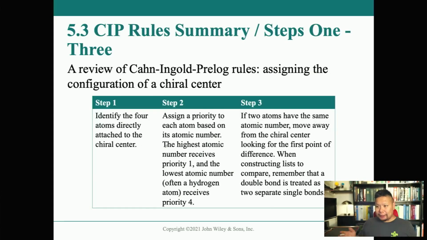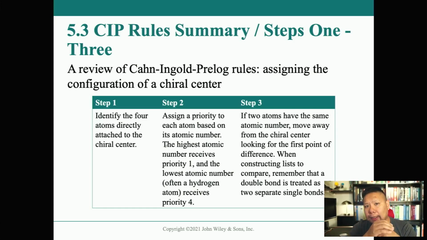So here's just a summary of the steps for assigning priorities and assigning RS configuration using the Cahn-Ingold-Prelog rules. The first step is to identify the 4 items directly attached to the chiral center, and of course the chiral center is always the one that has the dashes and the wedges on it. Step 2 is to assign the priority to each atom based on the atomic number. The highest atomic number receives priority 1, the lowest atomic number receives priority 4. Most commonly, that number 4 is going to be a hydrogen, okay?